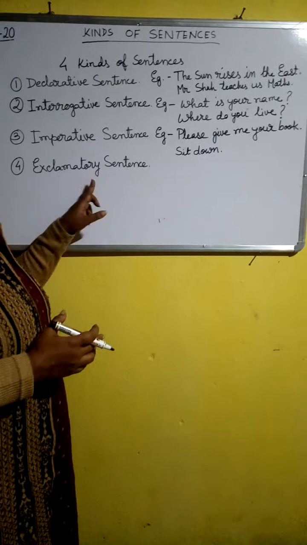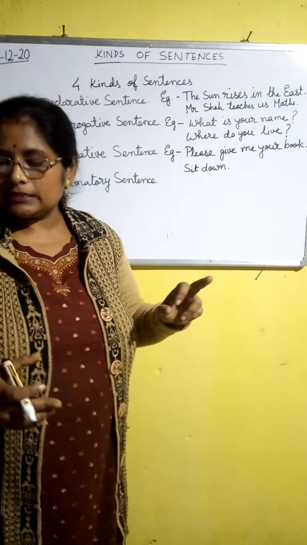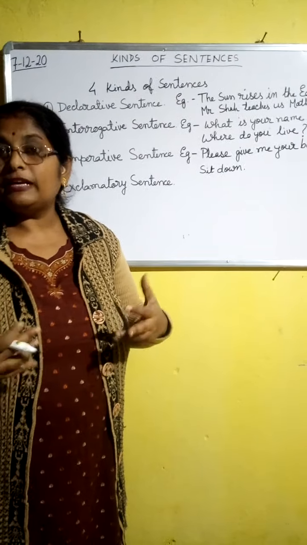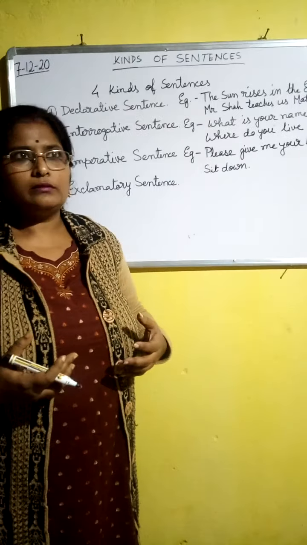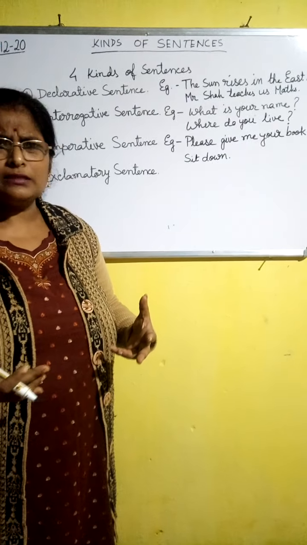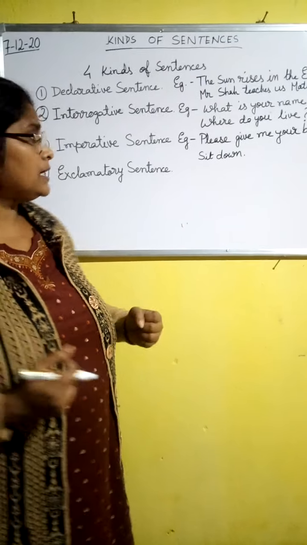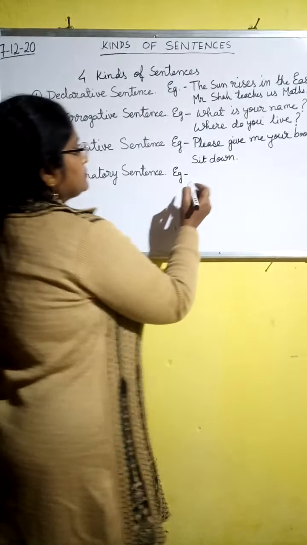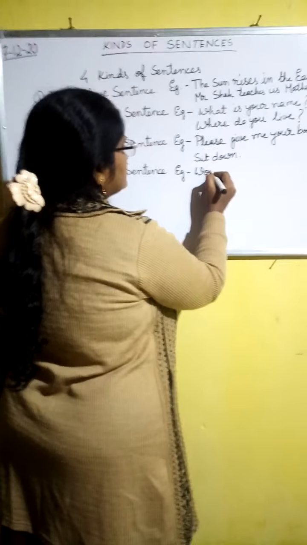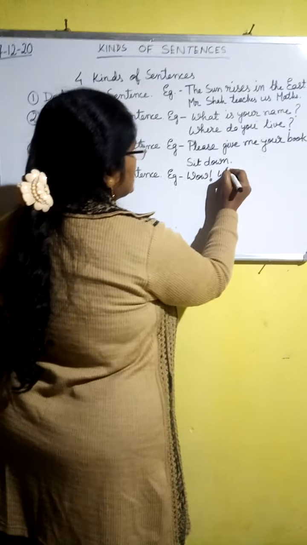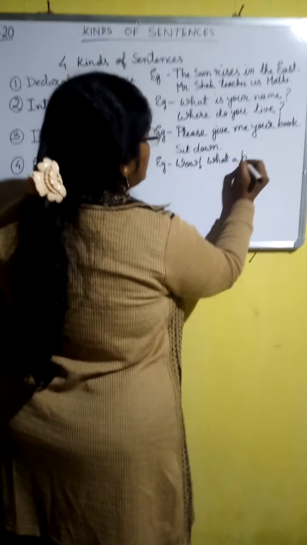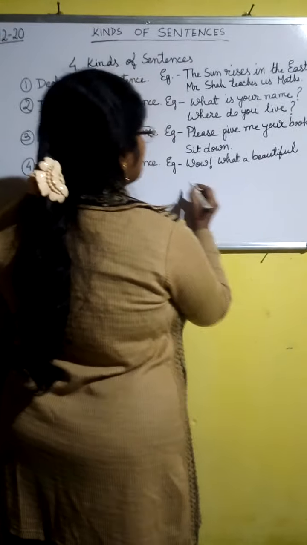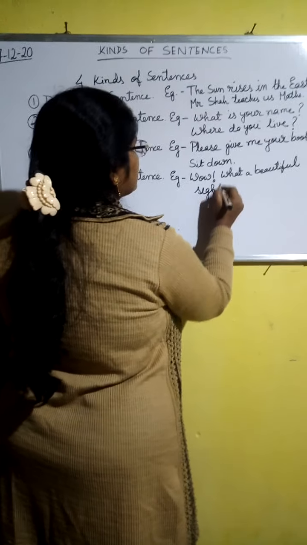Last one, exclamatory sentence. Exclamatory sentences are those which express sudden feeling, surprise, hatred, anger. These are exclamatory sentences. For example, wow, what a beautiful sight. Okay?